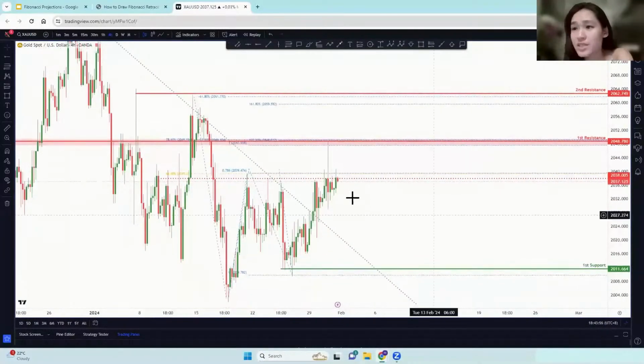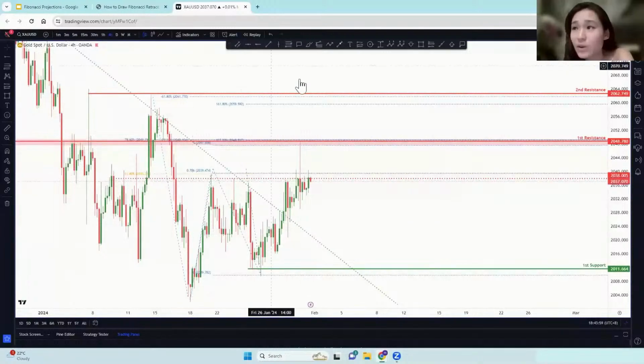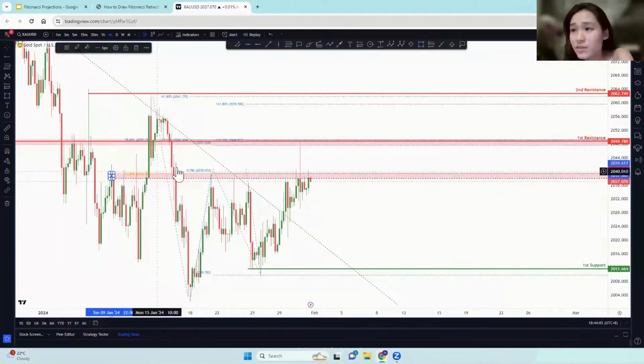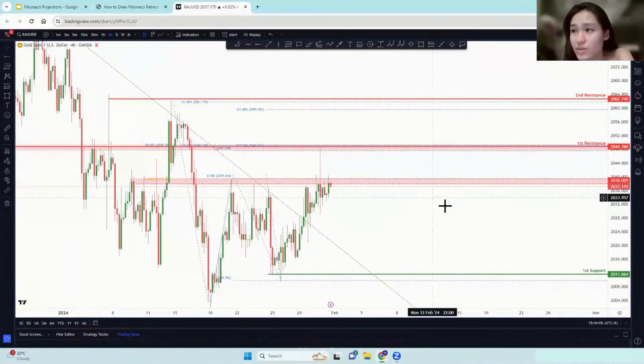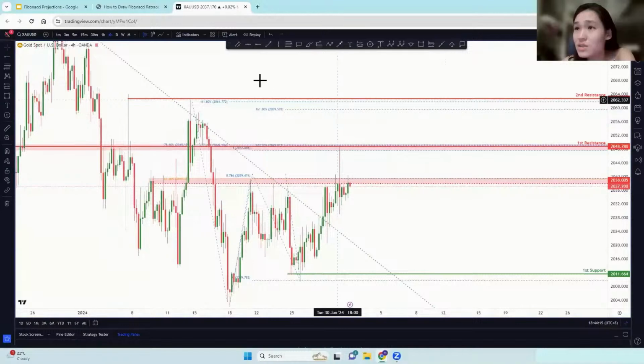We're seeing price testing our intermediate level now because it does have two levels lining up with it. So it is a confluence area, but it's not as strong as the first resistance. So we'll likely see it break above this level and head towards our first resistance.